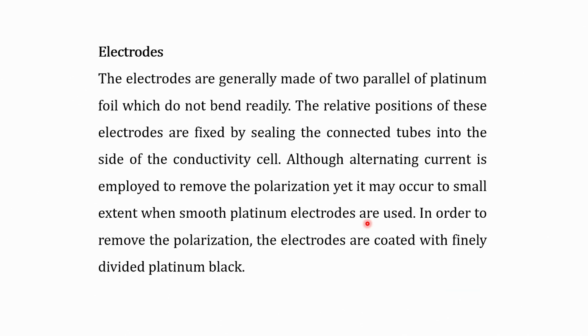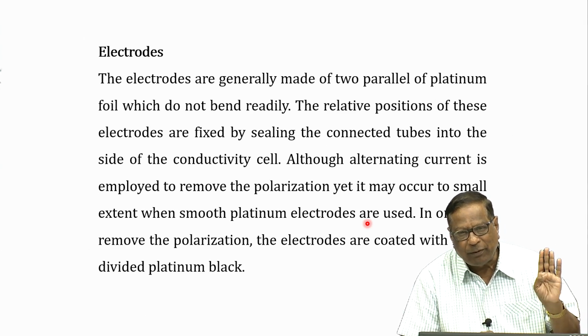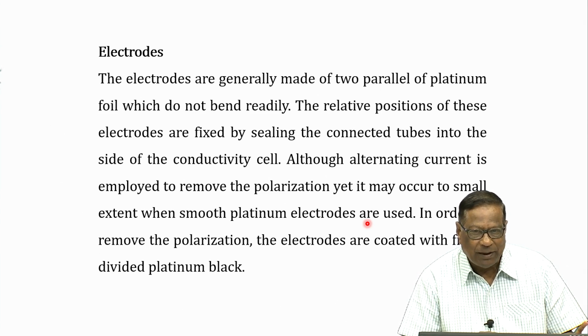The electrodes are generally made of 2 parallel plates of platinum foil. What is a foil? Foil is a squarish plate. You have heard of aluminum foils. In the supermarket, they will pack your food or whatever you buy into an aluminum foil. Similarly, platinum foils are available, it will not be so thin, but slightly thicker, so that they do not bend easily.